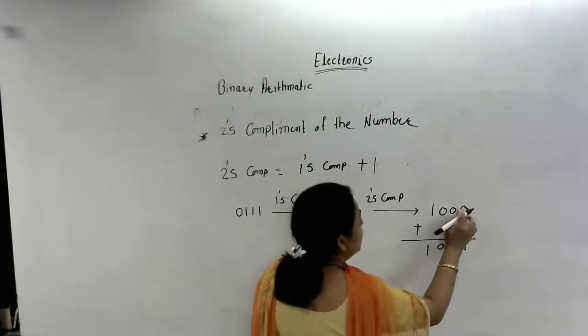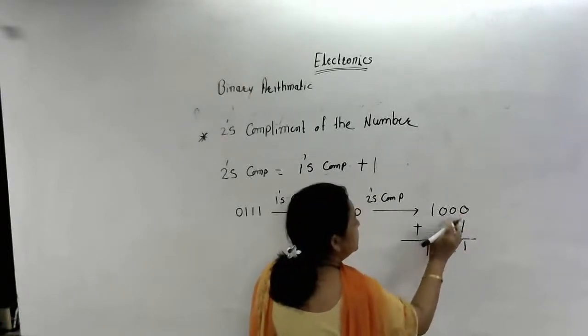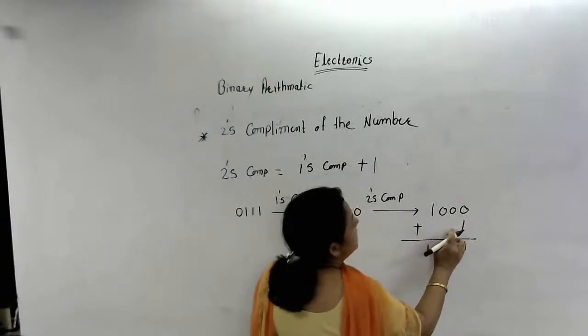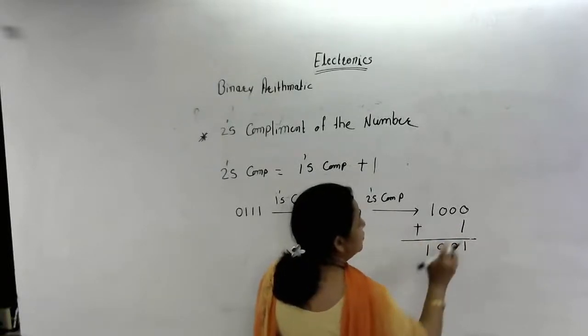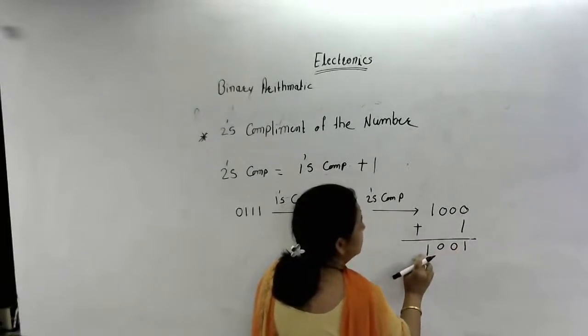0 plus 1 is 1. According to binary addition, 0 plus 1 is 1. The other digits stay as they are, 0 as it is, 0 as it is, and 1 as it is, because no number is given here, so you may consider 0 there. So 0 plus 1 is 1, giving 1, 0, 0, 1.